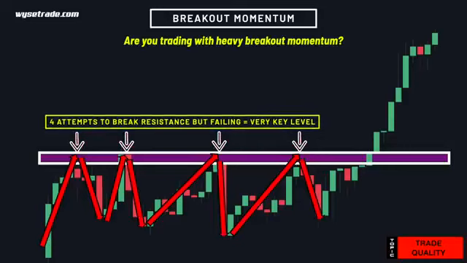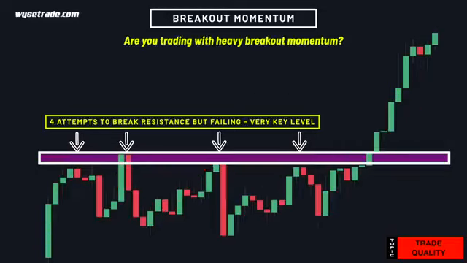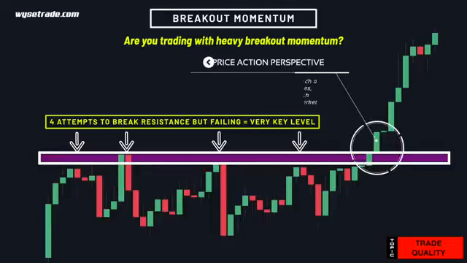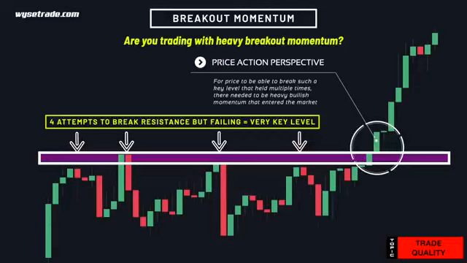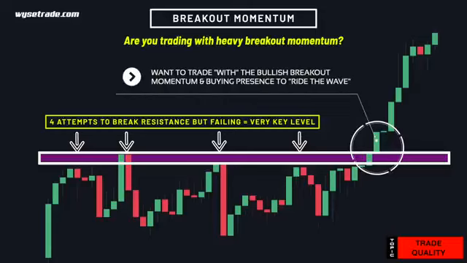Then price finally broke through the level, showing the heavy bullish momentum and heavy buying presence that entered the market. So from a price action perspective, for price to be able to break such a key level that held multiple times, there needed to be heavy momentum that entered the market. So what you want to do is trade with the heavy bullish momentum and buying presence so that you can ride the wave.